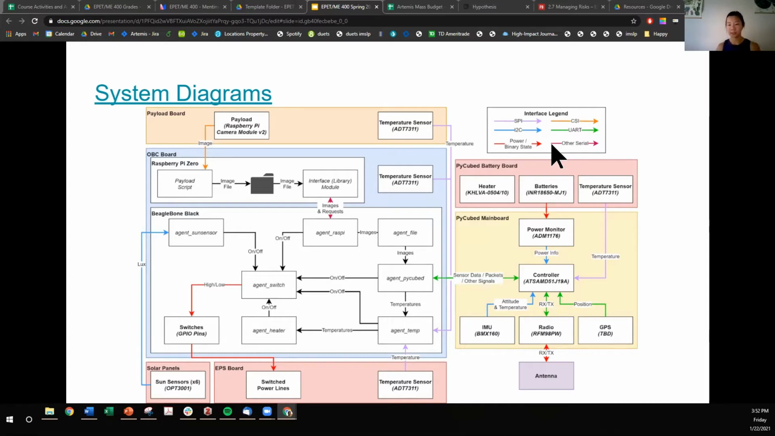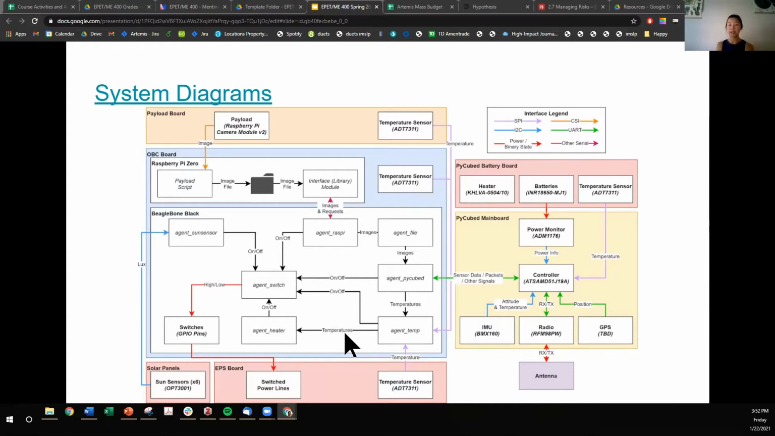What I like about this system diagram is how specific component part numbers are labeled, like the temperature sensor, which has part number ADT7311. The programs are precisely named, like Agent Raspberry Pi gives commands on and off to Agent Switch, and also delivers images to Agent File. And data interfaces are explicit as well. Images, for example, is a data type, and on-off is a command type. Temperatures are a data type, and so on and so forth.